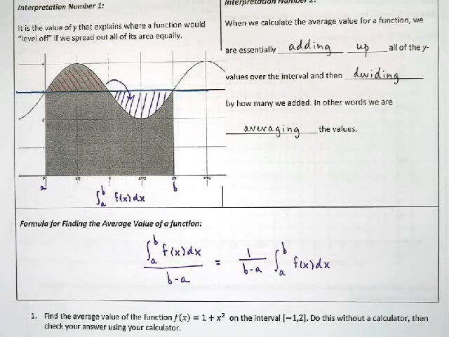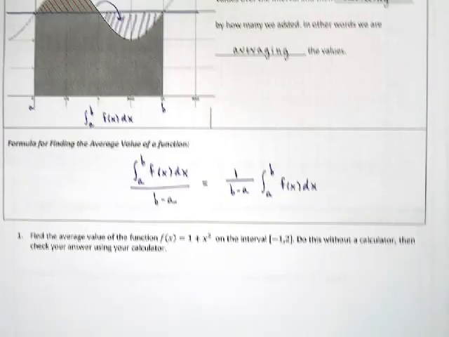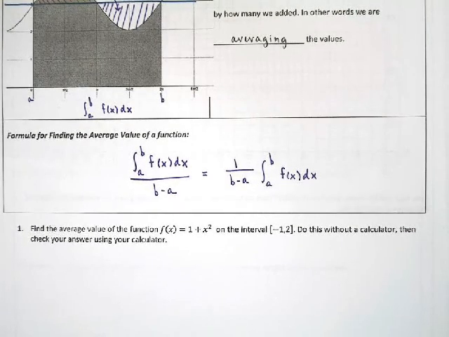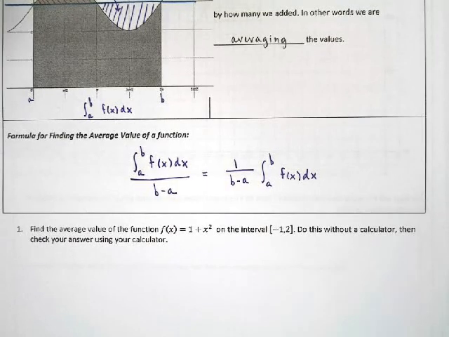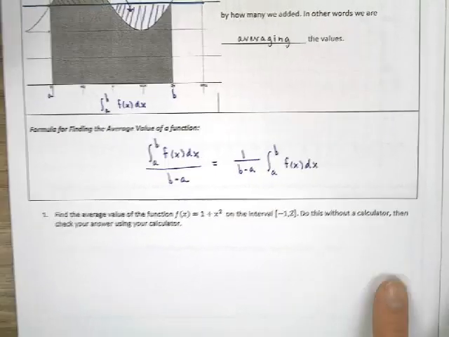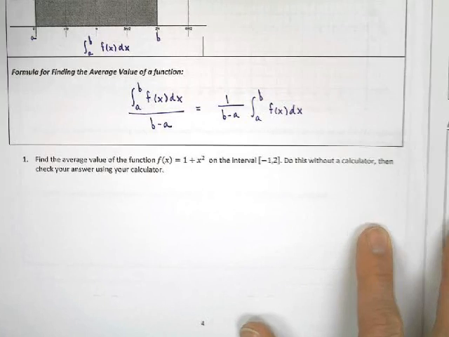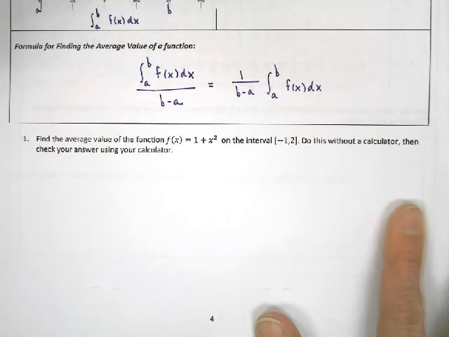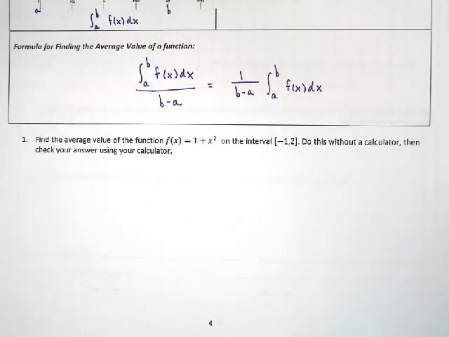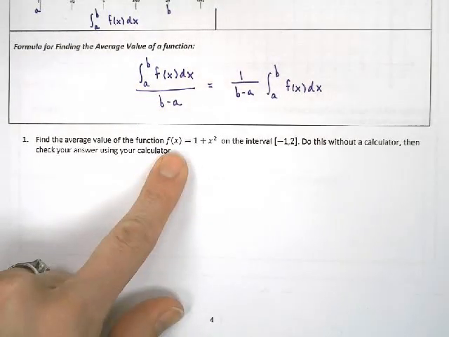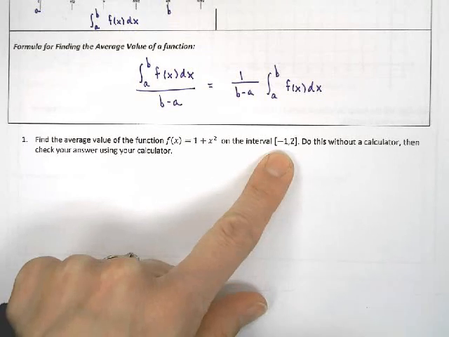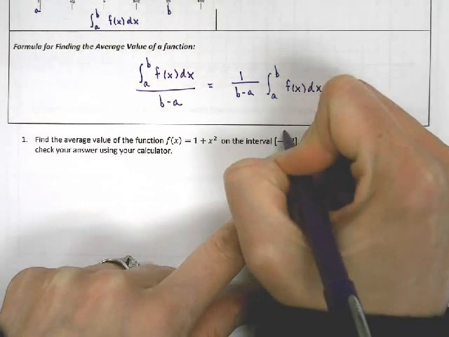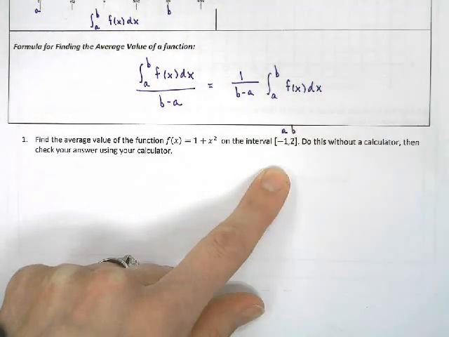So let's go ahead and see how we would apply this. Example 1 gives us a function f of x. It asks us to find the average value of the function on a given interval. It asks us to do it without a calculator first and then check using a calculator. I'm going to scooch this up here. So let's see what we have to do. My interval here is from -1 to 2, so this is my a and b.